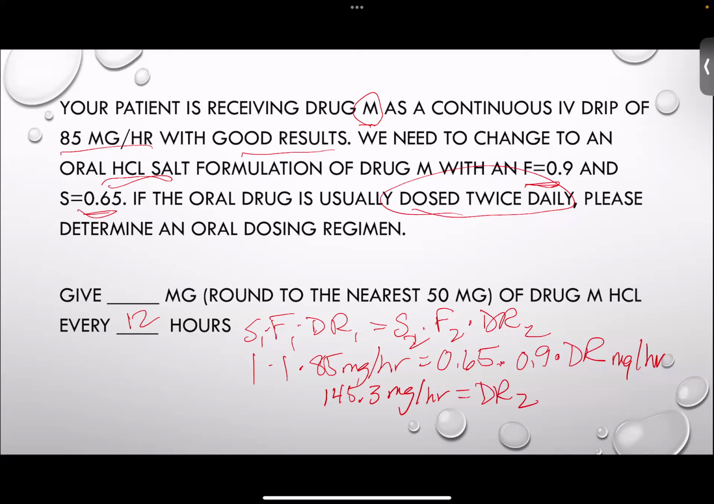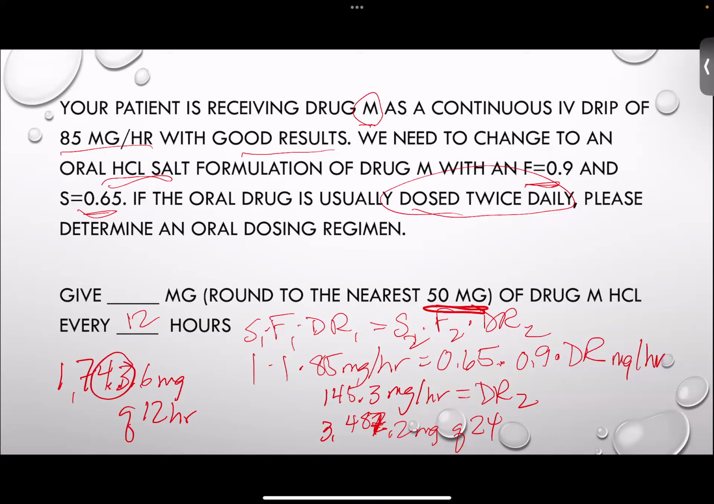And so if we're going to give that for 24 hours, we're going to have 3,487.2 milligrams Q24. And if we're going to give it every 12, I'm going to divide that by 2. So it's going to be 1,743.6 milligrams Q12 hours. Okay, so round to the nearest 50 milligrams.